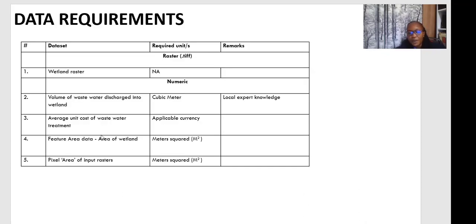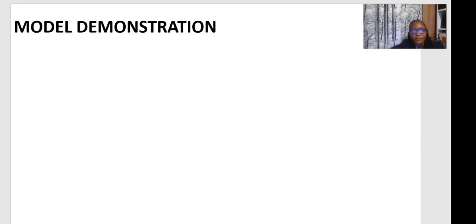So what are the data requirements in this particular model? There are few, about 5. One is the wetland raster. Number 2 is the volume of wastewater being discharged into the wetland in cubic meters, and this is based on local expert knowledge. Then the average unit cost of wastewater treatment in the applicable currency, the feature area in meter squared, and the pixel area in meter squared. We are now ready for the model demonstration, where we'll open the .exe file for this model, run it, and visualize our product in QGIS.